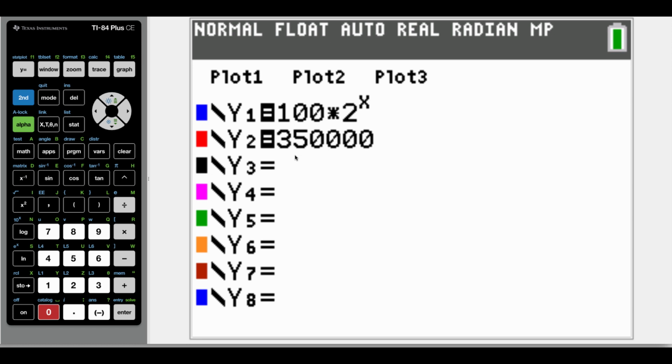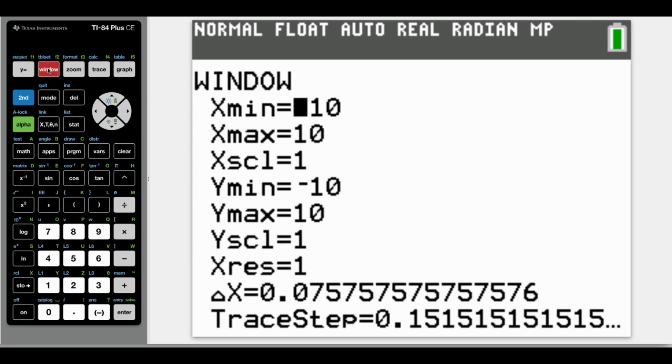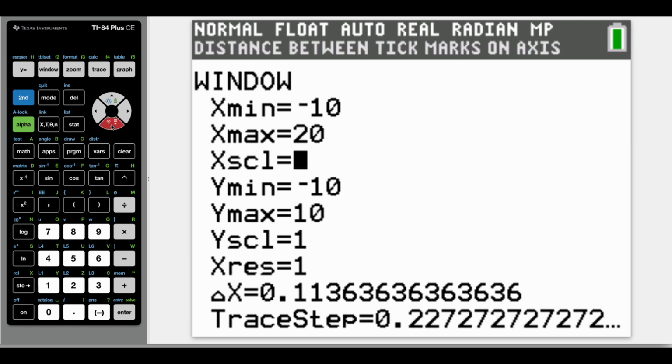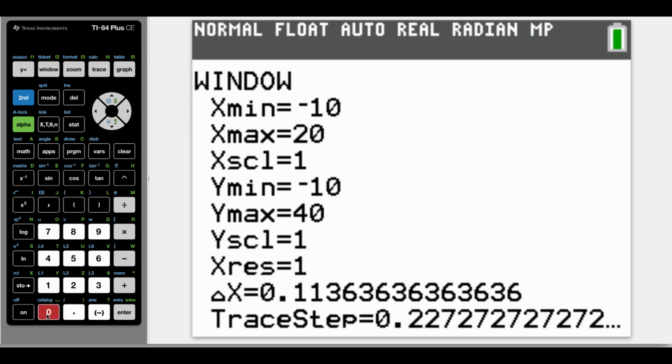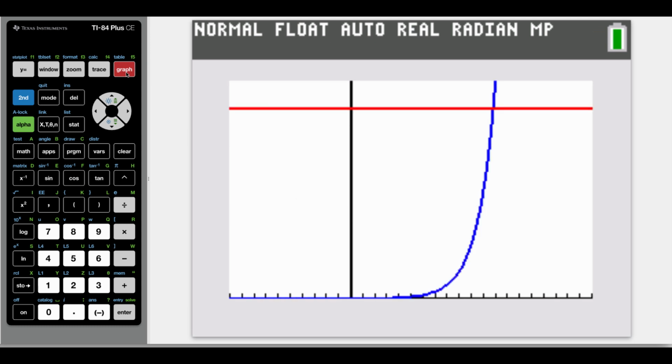Now I am going to need to adjust my window, so I'm going to hit my window button. I'm going to extend my x max out to 20, and my y max, well, I'm trying to figure out where my population is going to reach 350,000. So I need to go above that, so I'm going to make my y max 400,000. Now when I hit graph, we'll get a picture that looks something like this, and we're trying to figure out where our lines are going to intersect.